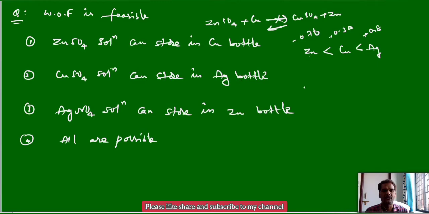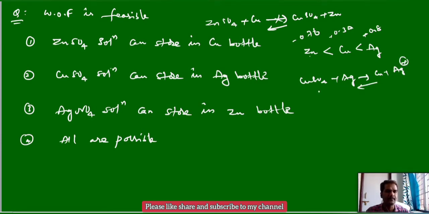In the second case, copper sulfate and silver: when you add copper sulfate to a silver bottle, you would get copper plus some silver ions, and here the reverse is feasible again. But this is not possible. The forward reaction is again not feasible, the backward reaction is feasible. Again you can comfortably store copper sulfate in a silver bottle.